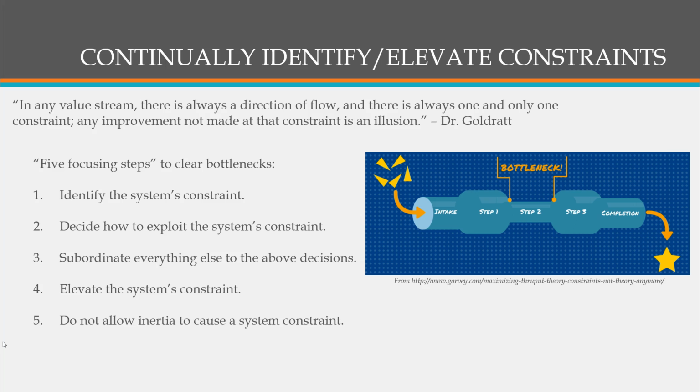So that takes us to step 3, where you need to subordinate everything else to the above decisions. What that means is everything else is not as important as eliminating that constraint. So you focus on that to remove it. You elevate it, which is step number 4. You elevate it and make it very important so that you can do what you can to eliminate it. And in this process, you eliminate the constraint and then you go on to the next one once you've eliminated that. But you need to be careful not to allow the inertia of this process to cause a system constraint in and of itself.